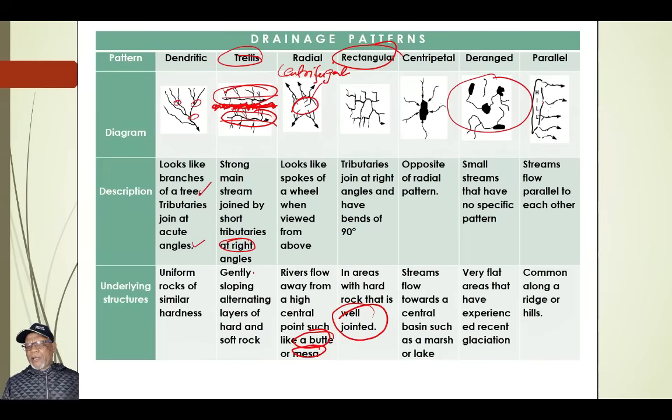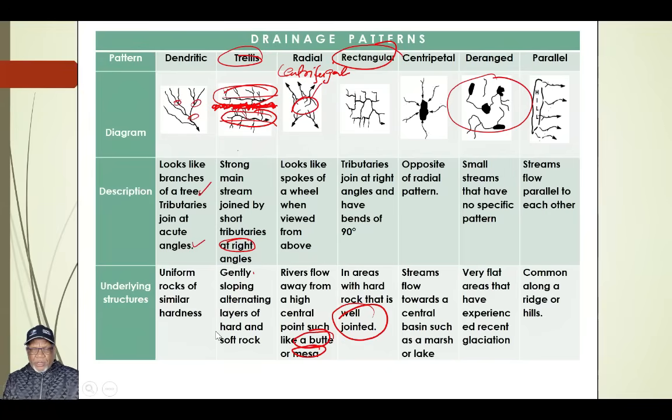And then we have parallel pattern, and the parallel pattern is usually found where the gradient is a very steep hill. Streams flow parallel to each other because of the steeper gradient. And then it is common along a ridge or a hill. Just like the trellis pattern, it is also common where you are going to find inclined strata. Sometimes they say the underlying rock where you have inclined strata.